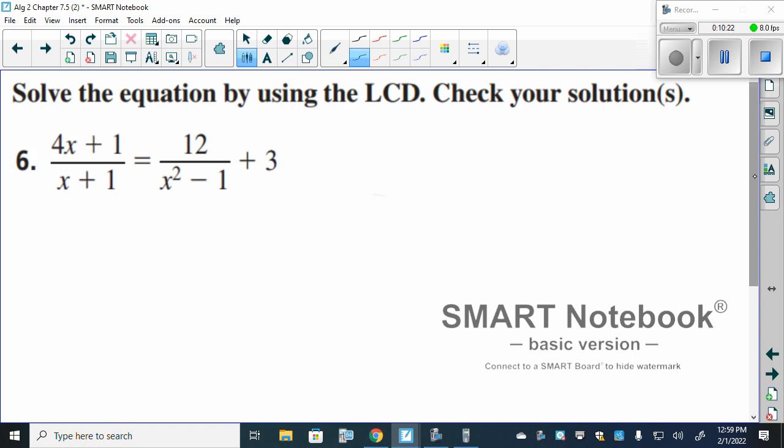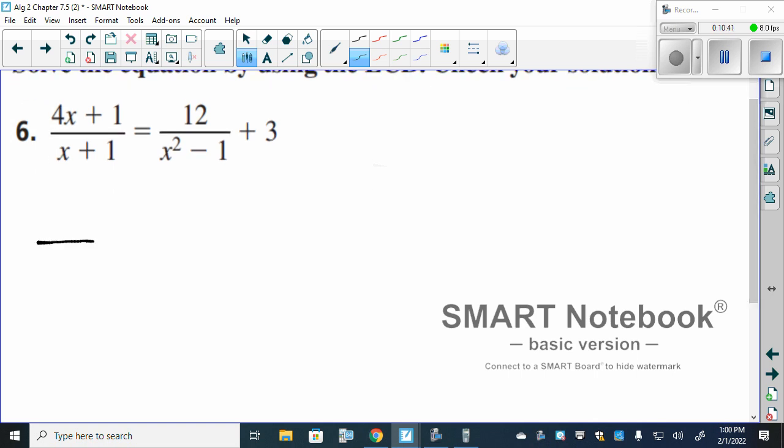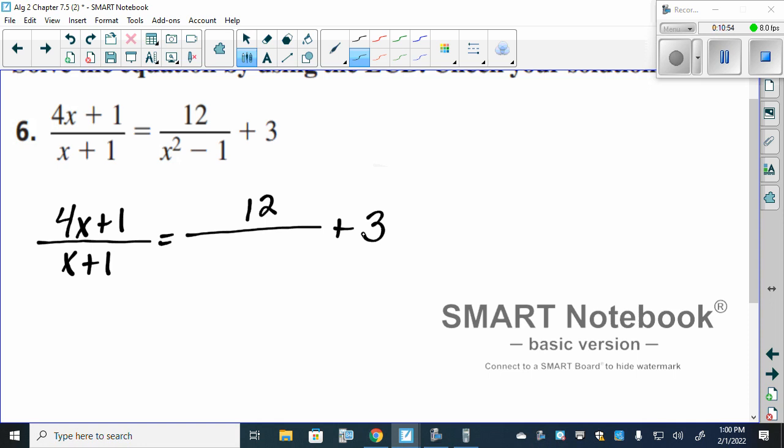Now this one here is a little bit different because the denominator for one of these is actually factorable, or x squared minus 1. So we can't just multiply this one by x plus 1 and x minus 1 squared. We have to factor the x squared minus 1 for us to be able to see what we actually need to multiply everything by. Now the x plus 1 in the first denominator does not simplify, but we do need to simplify the x squared minus 1. We need to factor it down.